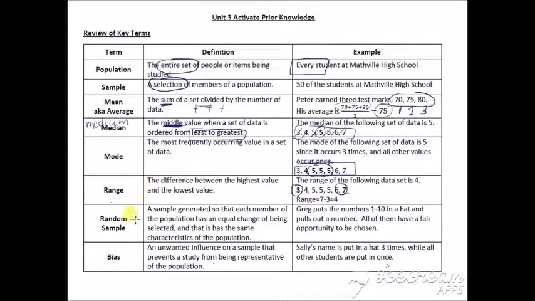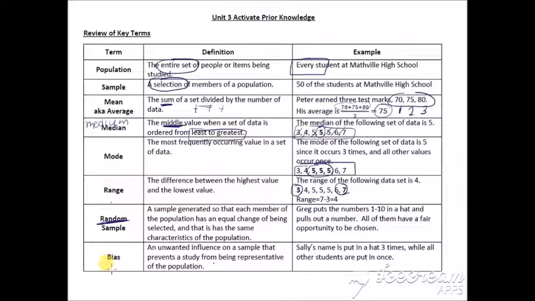So the range of the data, it's like how many numbers the data falls over. Okay, random sample. So when we talk about random, it actually has to be random. So this is just like a sample generated, and everybody has an equal chance of getting selected. So we're talking like names in a hat, or like a random number generator. I know that I use name generators in class. So everybody has a fair chance, a fair opportunity of being chosen.